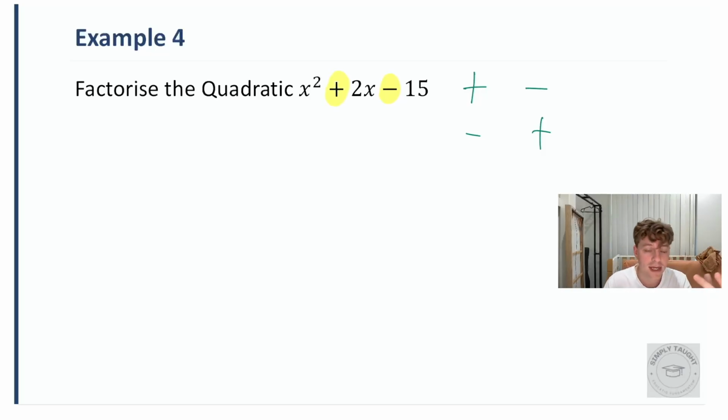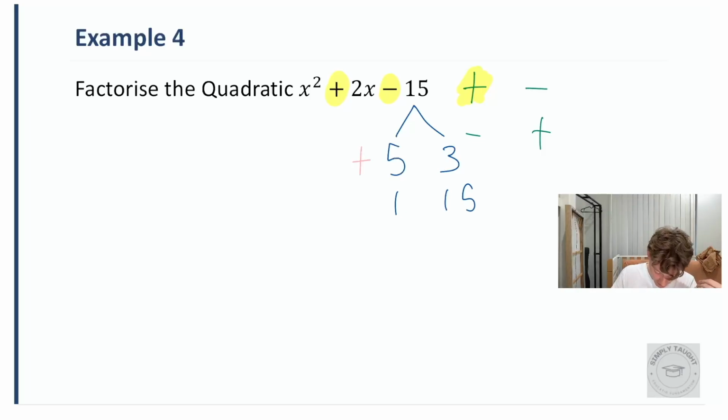Now I want to have a look at the sign in front of my b term, the second term here, this 2. And I realize that this number is also positive. That means that the bigger number in the pair must also be positive. So I write out my factor list. The factors of 15 are 5 and 3. They're also 1 and 15. And this time I know I need to make my bigger number positive in both cases.